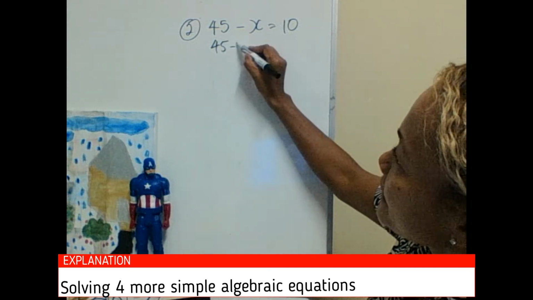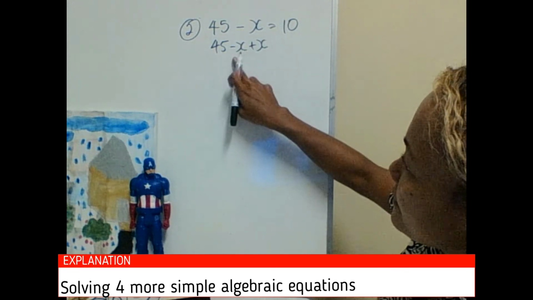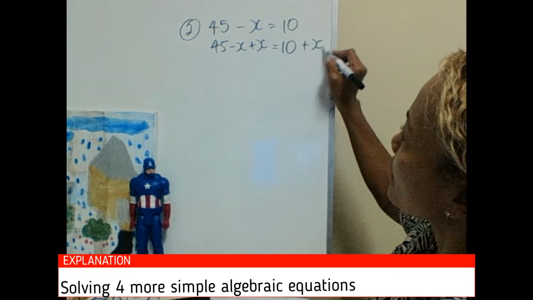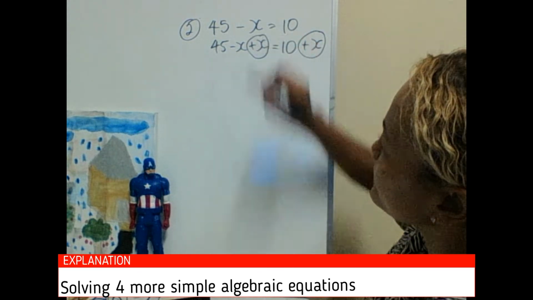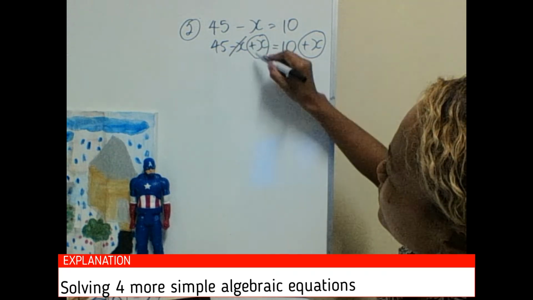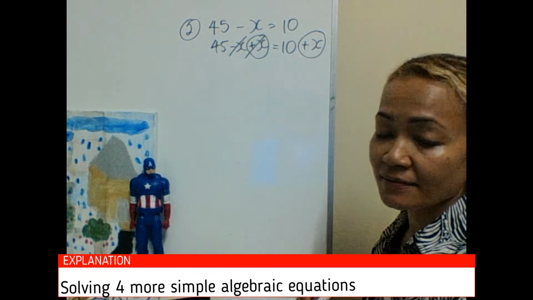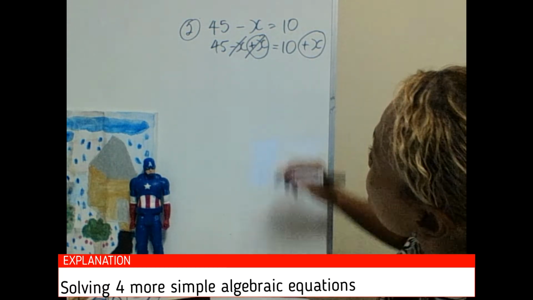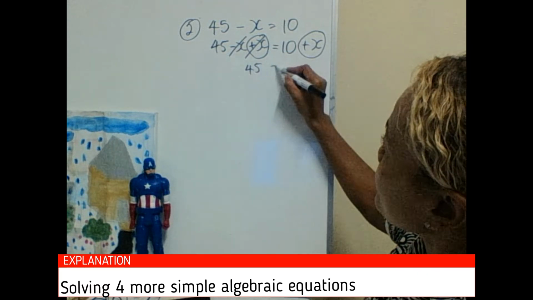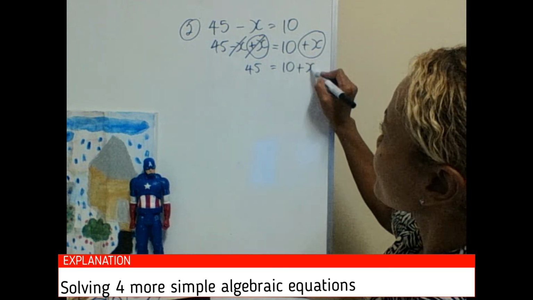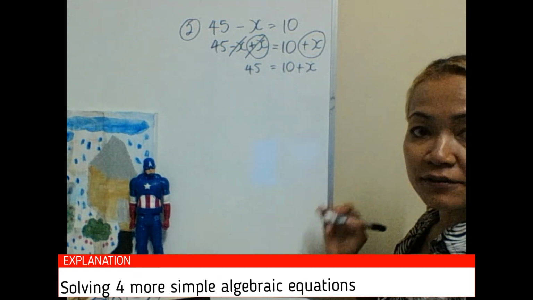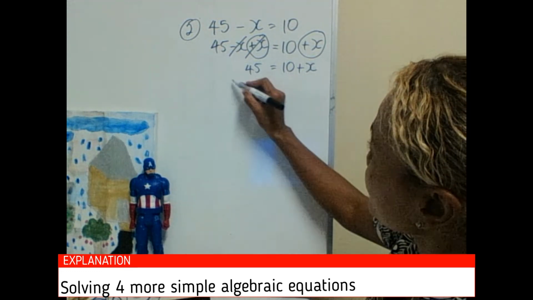So 45 minus x plus x. Right, so I want to take the x from this side and put it this side. So I have put plus x on both sides. Right? So this minus x and this plus x cancel out. Plus minus the same thing ends up being 0. So now we have 45 is equal to 10 plus x. Now I want to take this 10 and take it over the other side. How do I do that?